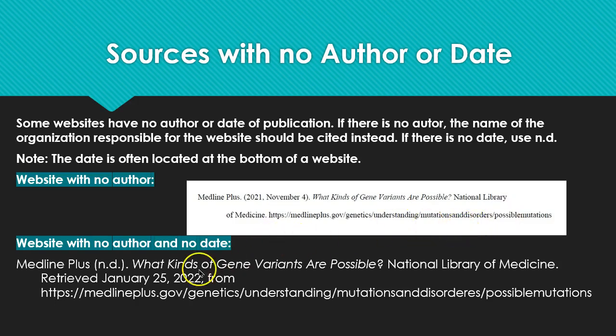And this would be an example of a website with no date. Of course, this isn't a real example because it's the same as the source above. I'm just trying to show you how you would do it in the event that the website doesn't have a date. Instead of the date in parentheses, you can just put ND. And in that case, it is important to put "retrieved January 9th, 2020," for example, "from," and then the web link. Because there's no date for the publication itself, we need to indicate the day that we accessed that information.